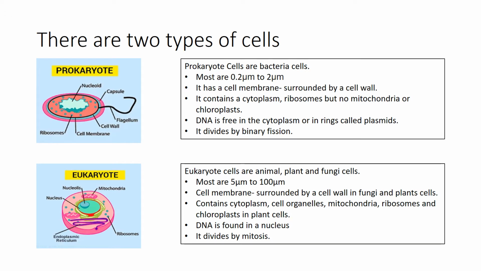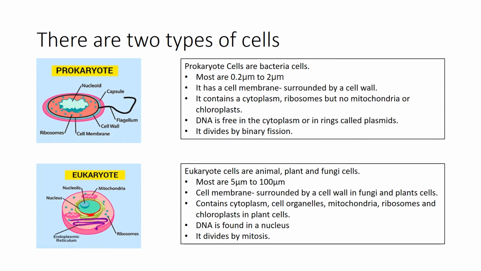So we're going to have a look at the types of cells that exist. Now, a cell is the basic unit of a living organism, and there are two types. There are prokaryotic cells and eukaryotic cells. Prokaryotes are bacteria. They're pretty small cells, they're pretty tiny. They're between 0.2 micrometers to 2 micrometers. Now, a micrometer is a millionth of a meter.